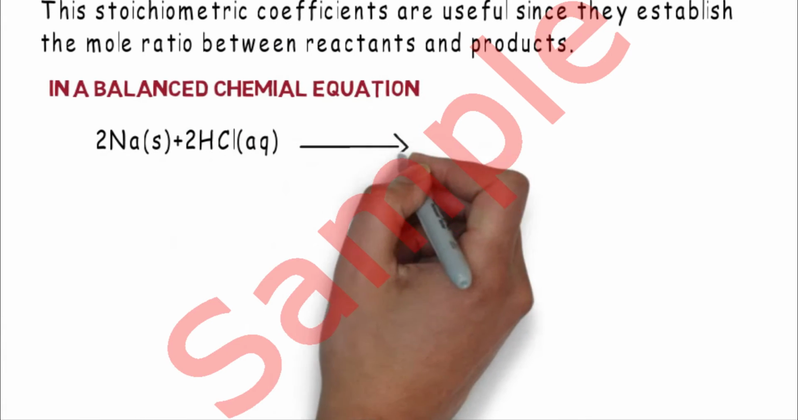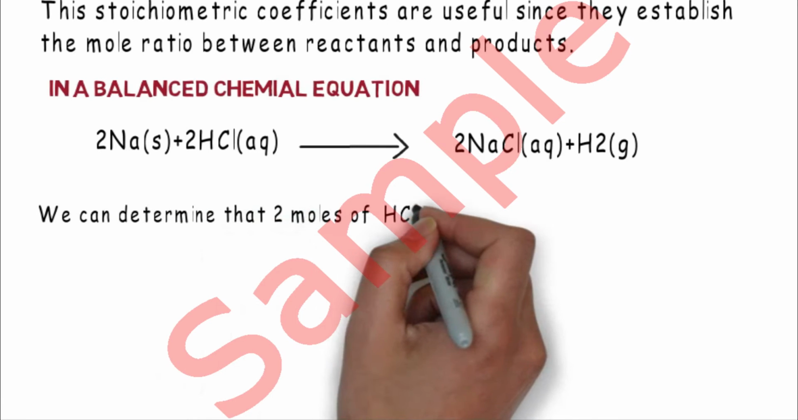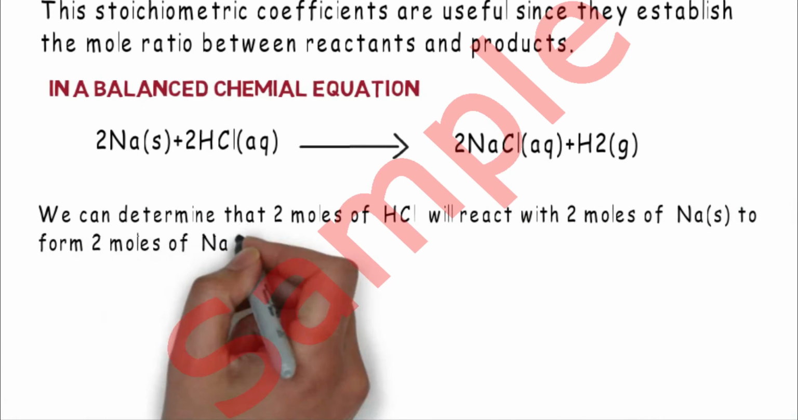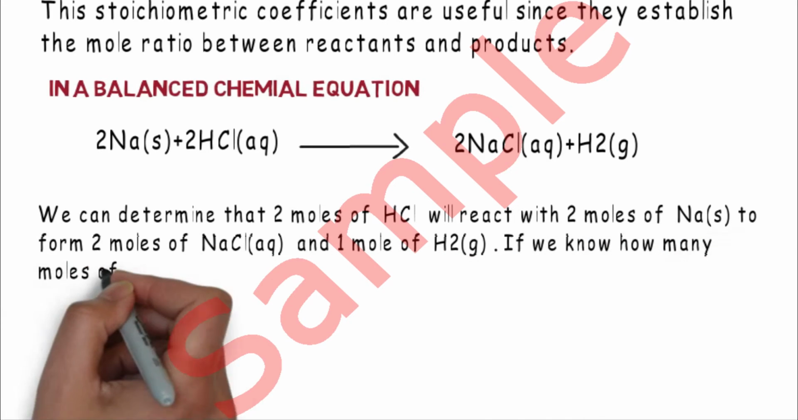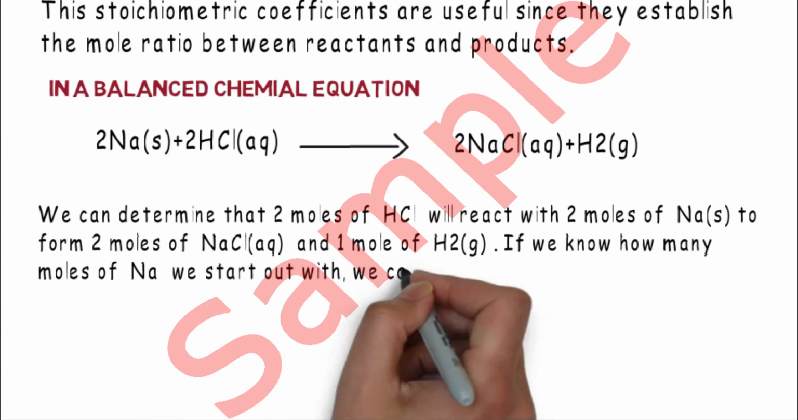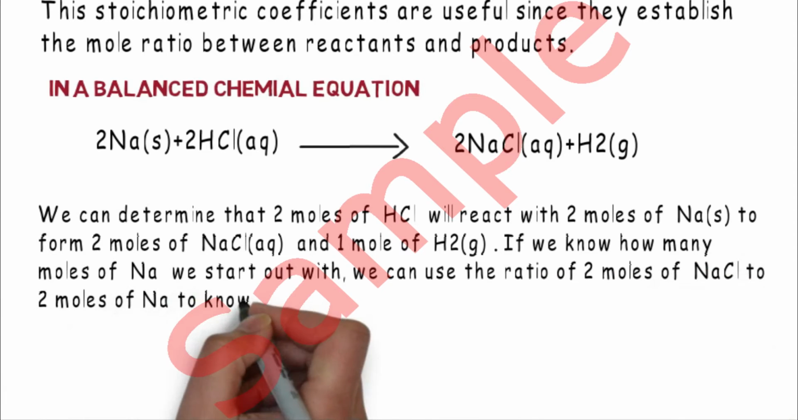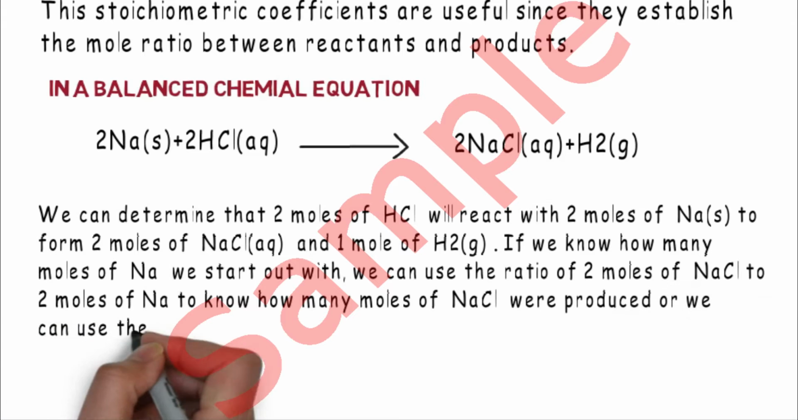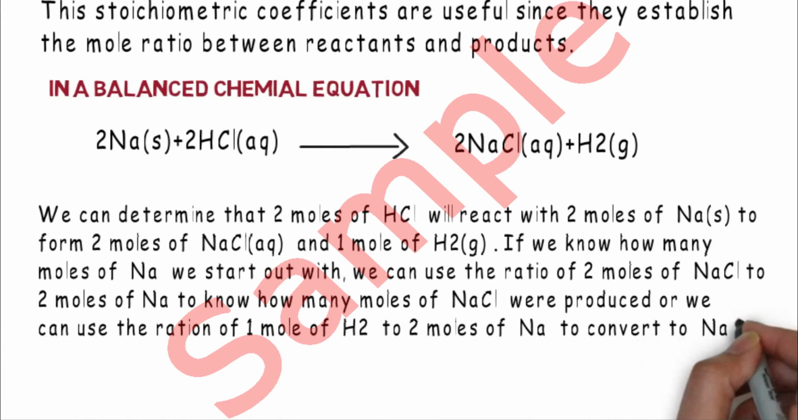2Na + 2HCl makes 2NaCl + H2. We can determine that 2 moles of HCl will react with 2 moles of Na to form 2 moles of sodium chloride and 1 mole of H2. If we know how many moles of Na we start out with, we can use the ratio of 2 moles of sodium chloride to 2 moles of Na to determine how many moles of sodium chloride were produced, or we can use the ratio of 1 mole of H2 to 2 moles of Na to convert to sodium chloride.